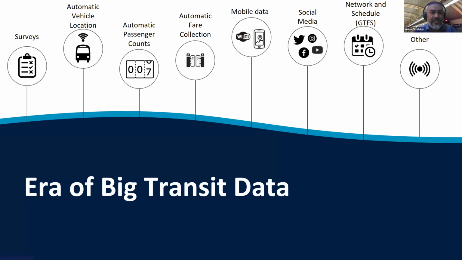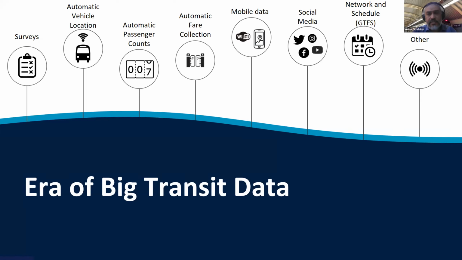We're actually now in an era with intensive availability of transit data in big volumes and very diverse sources. Traditionally, surveys have been the primary source of transit data: household travel surveys, speed and delay surveys, customer satisfaction surveys. Over and above that, transit agencies now have abundant access to automatic vehicle location data, automatic passenger counting data, AFC data, automatic fare collection data, as well as other sources of data that are becoming available, like mobile data in terms of Wi-Fi and location-based service data, as well as social media. There's a lot of content in social media that is related to public transit, opinions by the public and others. And network and schedule data is becoming commonly available now in the form of GTFS.